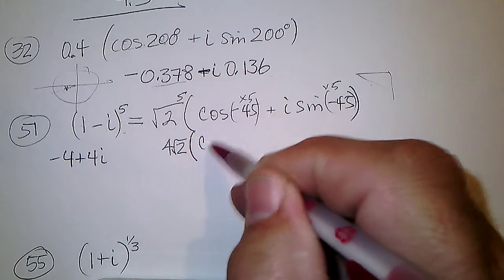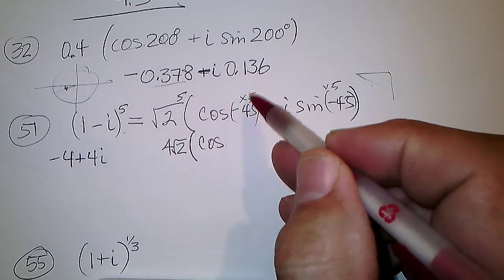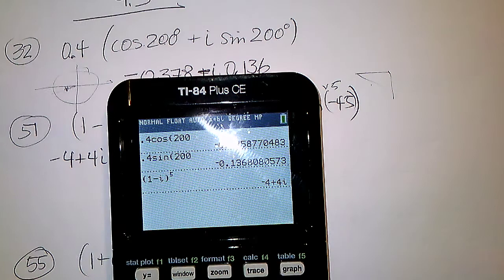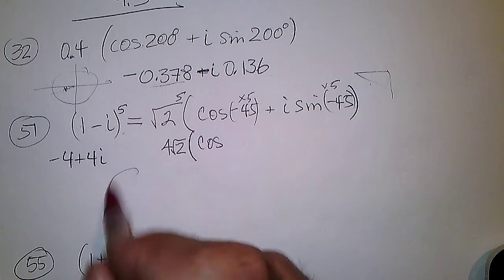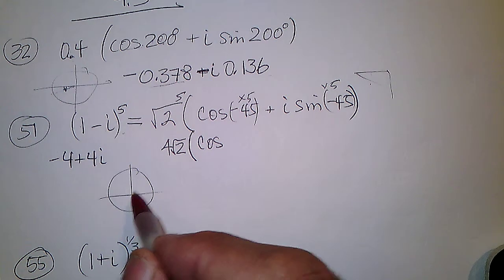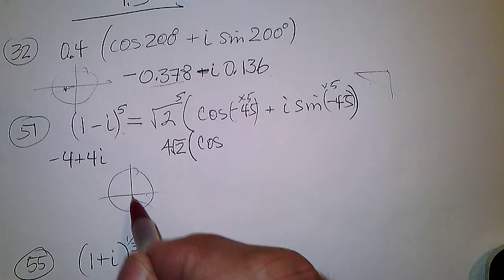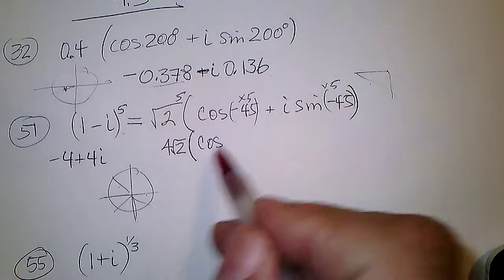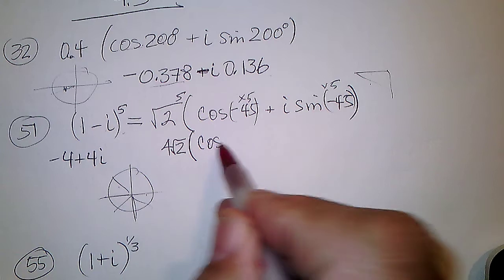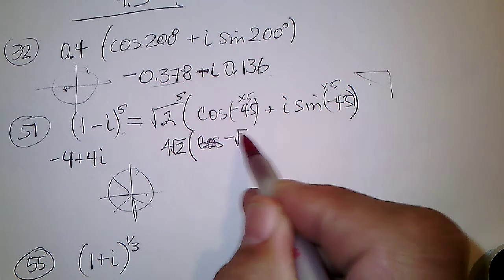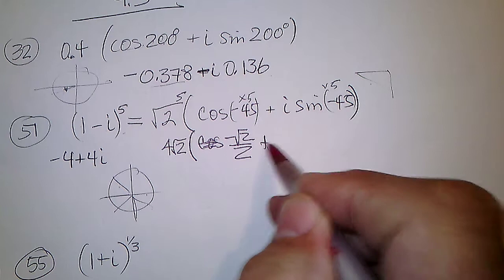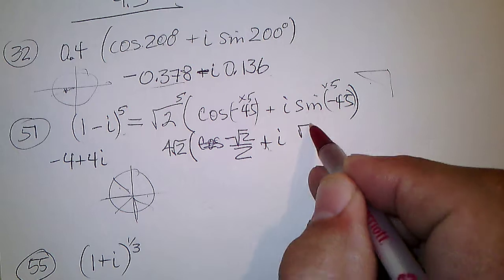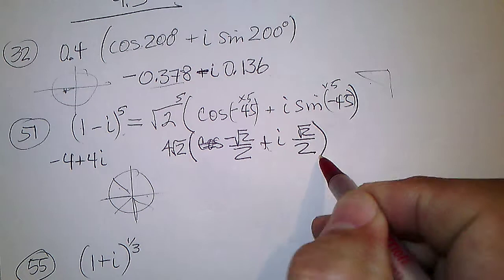Cosine of minus 45 times 5. The cosine doesn't care about the negative, but this is counted on the unit circle. Minus 45, 1, 2, 3, 4, 5 times. So the cosine there is minus square root of 2 over 2 plus I sine of there is plus square root of 2 over 2.